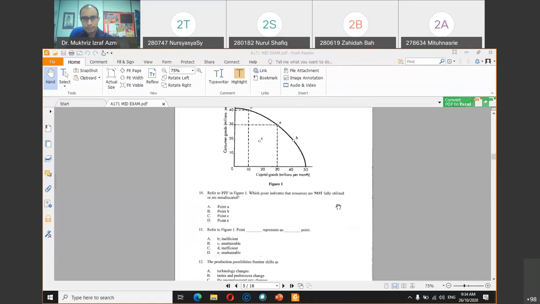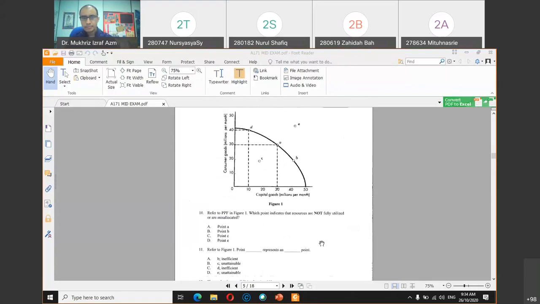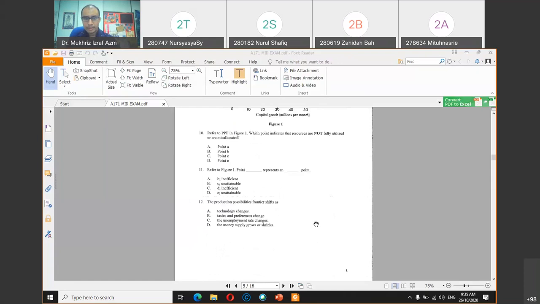The same figure 1: point dash represents what? Point E. Point E represents unattainable, meaning you cannot achieve point E, because it is beyond what is available, as I mentioned just now.